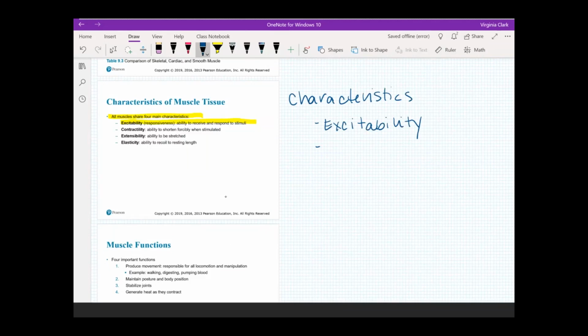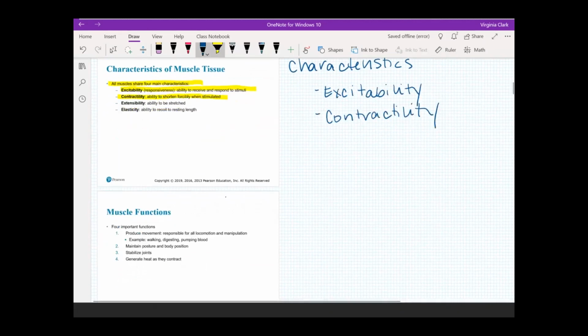Another characteristic is contractility. And contractility is going to be the ability for it to forcibly shorten. So after it's been stimulated, it can go from one length and it can contract to a much shorter length. We're going to talk a lot about this. This is how we actually move our skeleton. Then another characteristic is going to be extensibility. That's a tongue twister. Extensibility is the ability to be stretched.